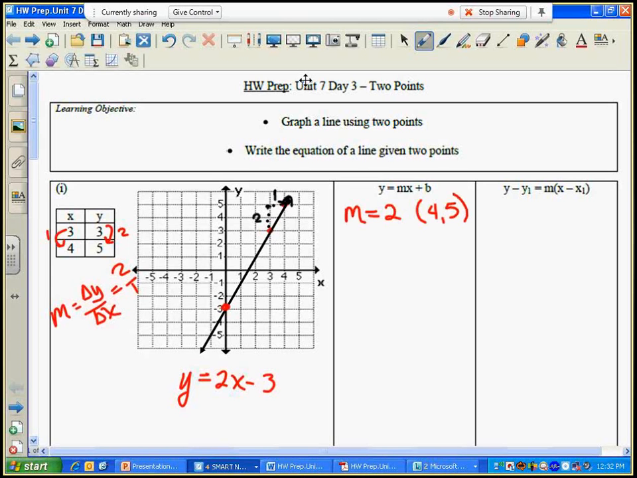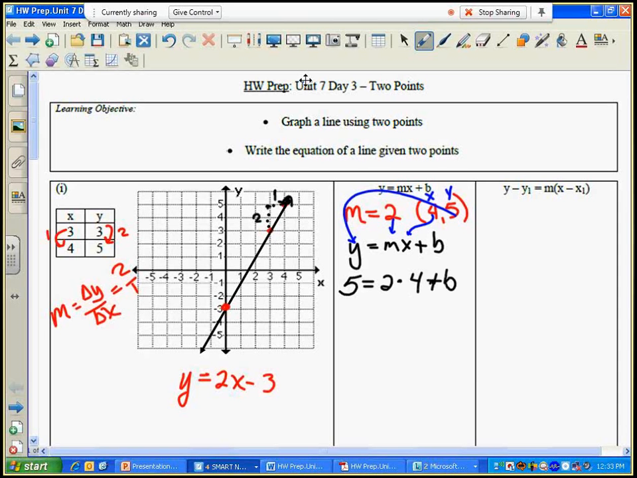And what you have to do is plug these values into the slope-intercept equation. y equals mx plus b. So here I'm going to plug in the 2 for m, the 4 for x, because it's in the x position, and the 5 for y, because it's in the y position. When I do, you're going to see that the only value left is the b.